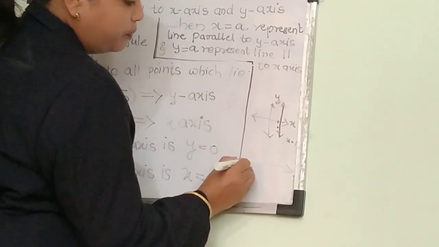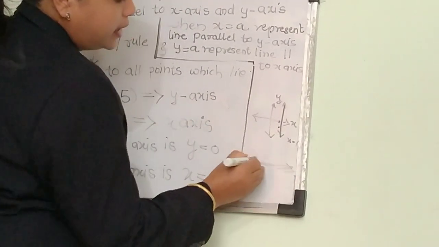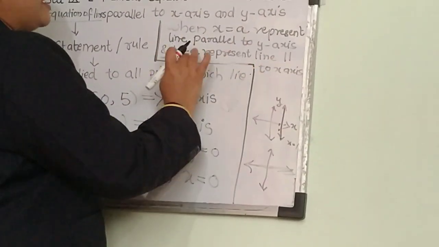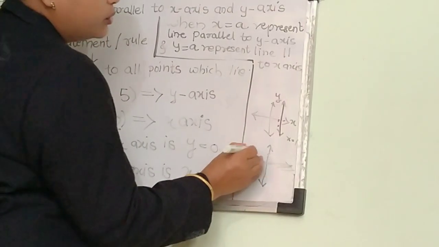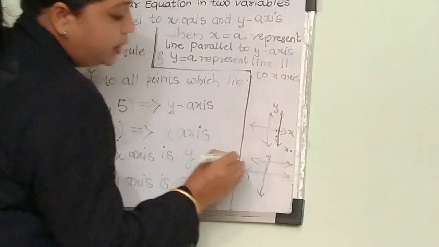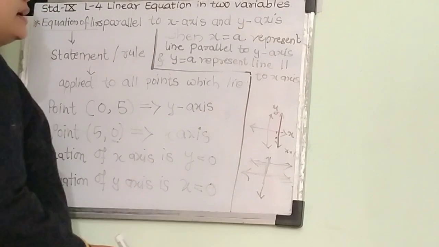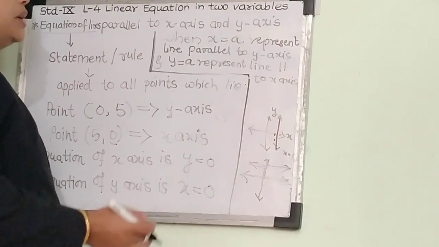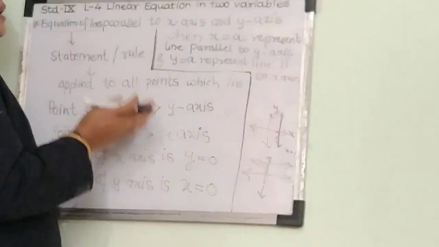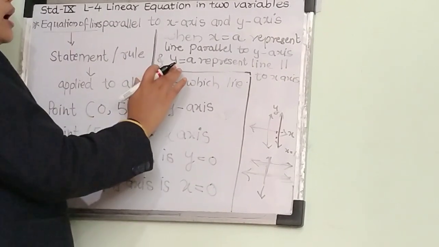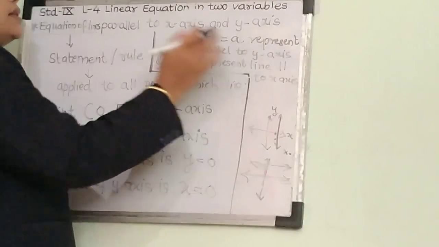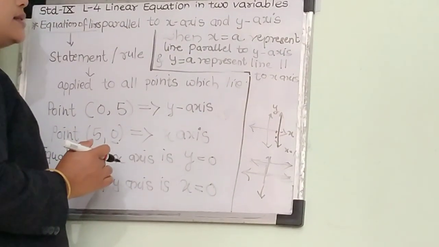So here I will draw one line. Suppose I take x and y axis. If I take y equals a, it means suppose here I draw y equal to 1. Then the line will pass through this, and it will be parallel to your x-axis. So remember in your mind that when x equals a, then that line will be parallel to the y-axis, and when y equals a, where a is any real number, then that represents the line parallel to the x-axis.